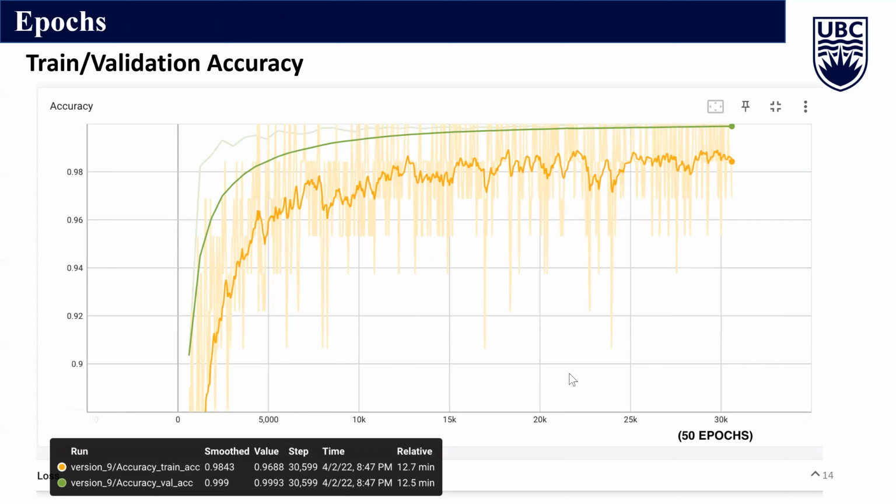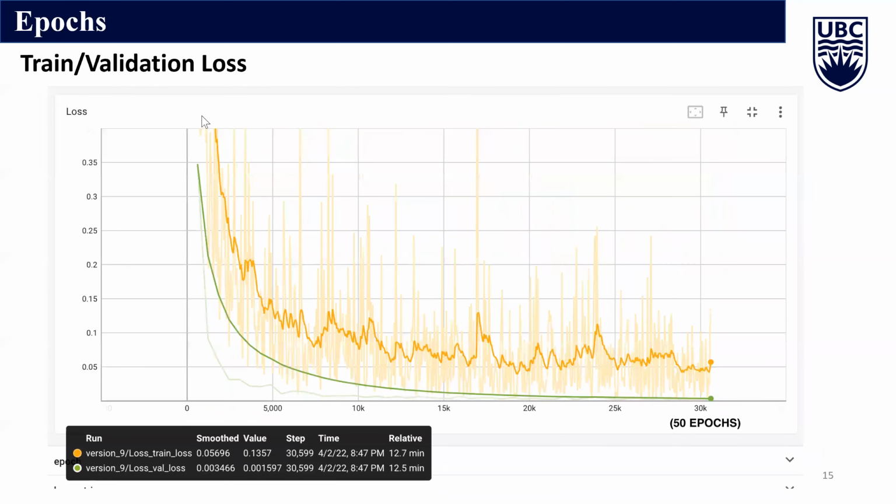We choose 50 as our epochs. With these epochs, the performance of train and validation accuracy is good, and also for the train and the validation loss.